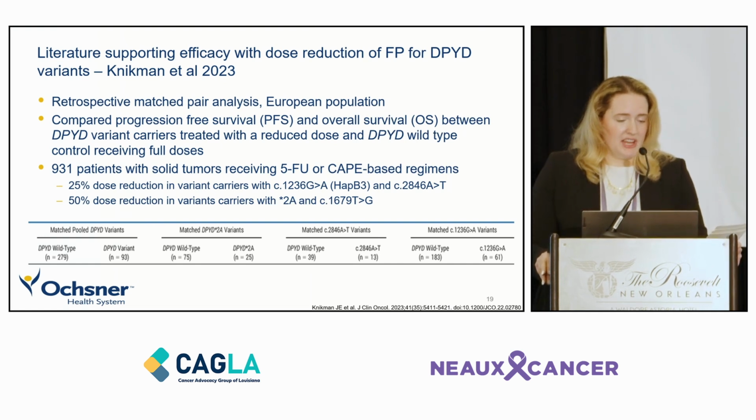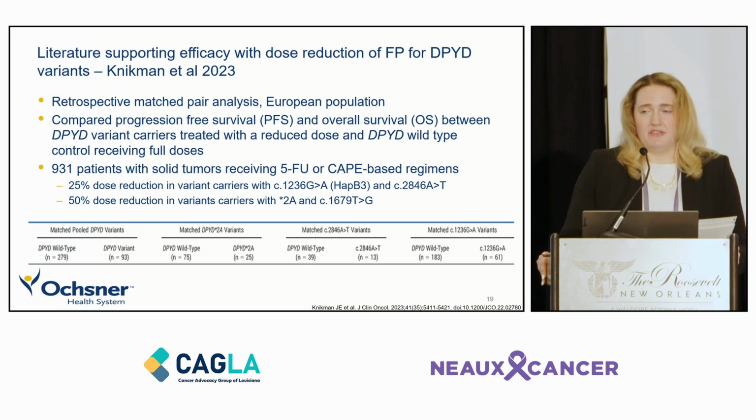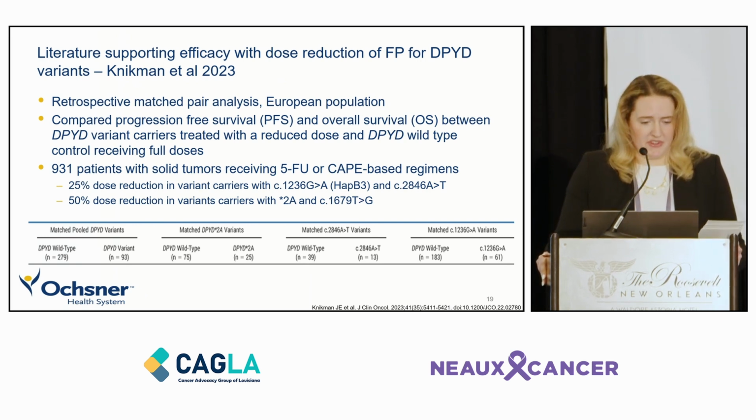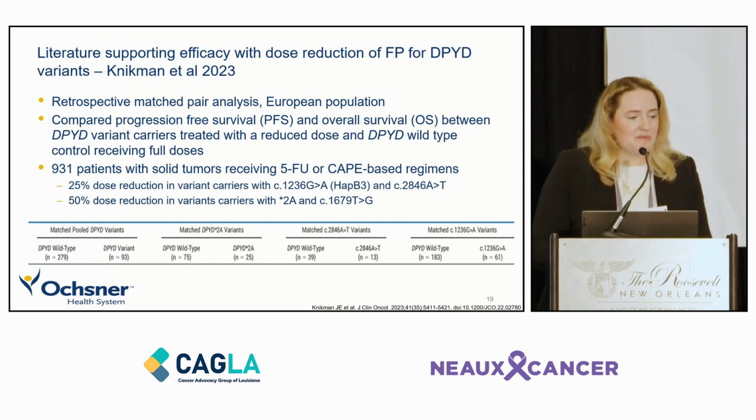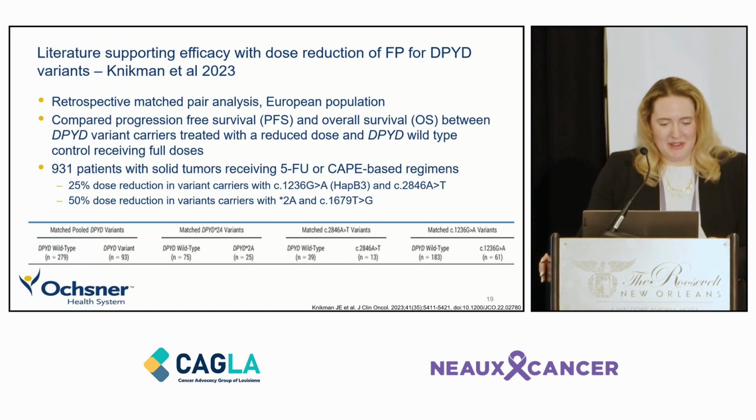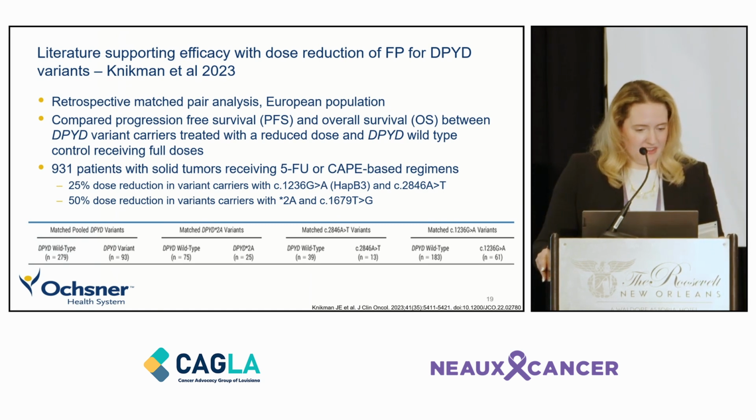And what this study aimed to do is look at both progression-free survival and overall survival for these different carriers of the DPD variants when treated with reduced doses. So in total, they had 931 patients who were receiving these regimens. I know it's a bit small here on the screen, but we can see that out of these patients, 279 were wild types, 93 being variants.